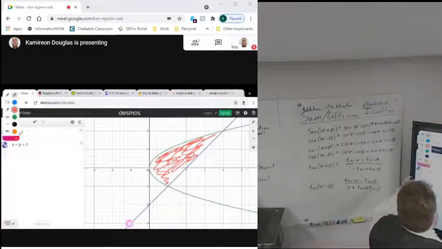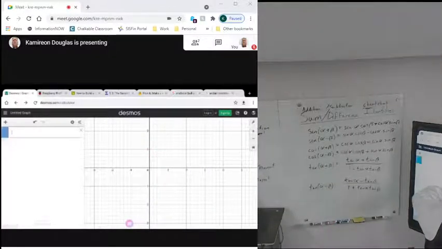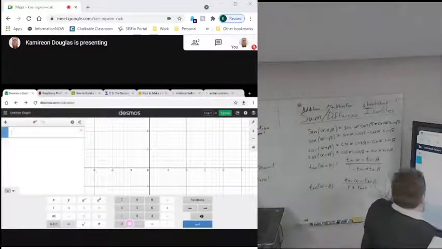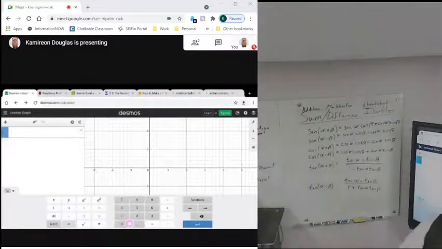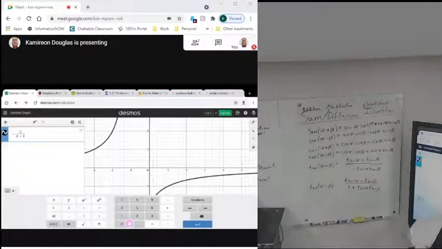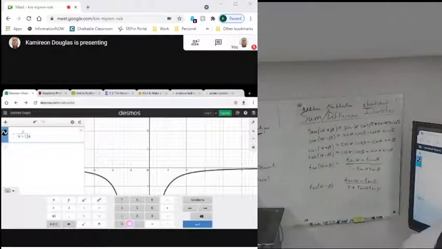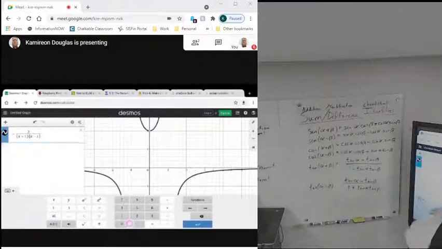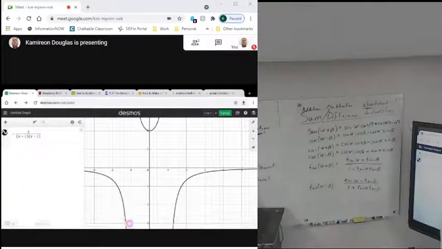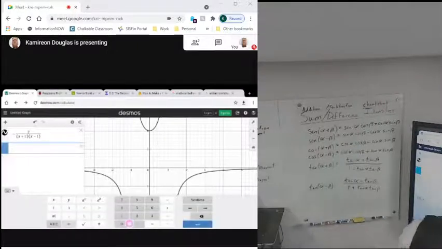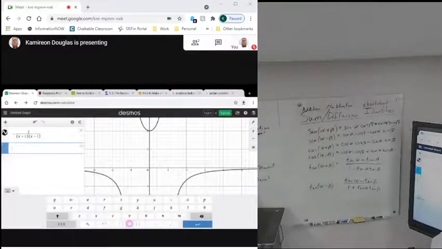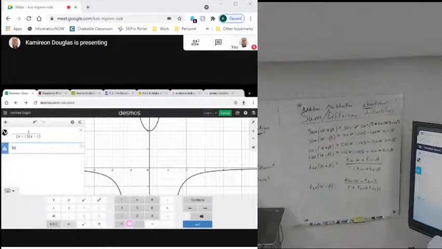Remember what the actual equation was? Actually, it's -2 over (x plus 1)(x minus 1). Yeah, that was the derivative of it. And then the original was natural log of (x plus 1) over (x minus 1).